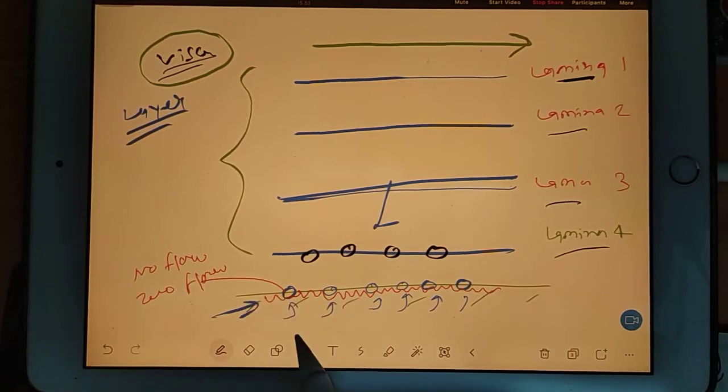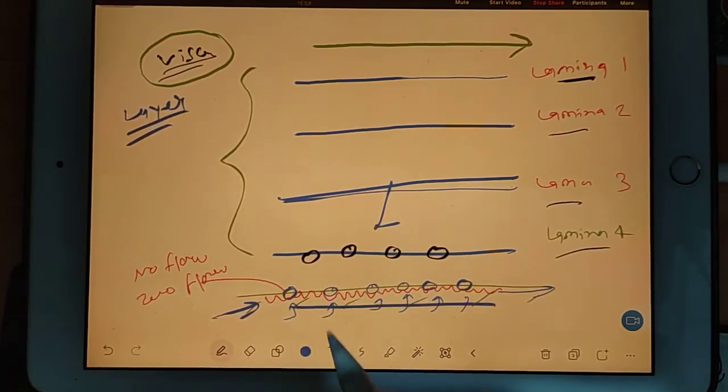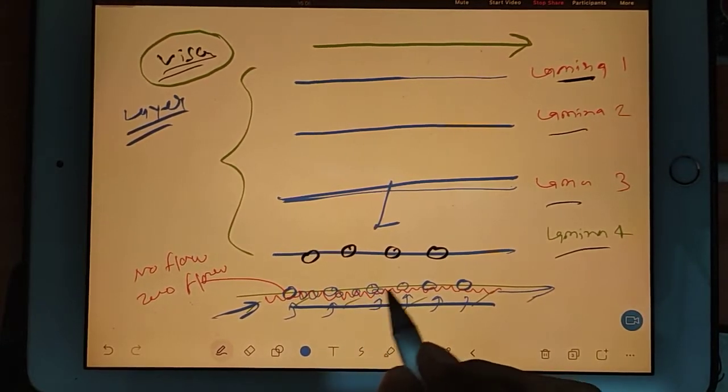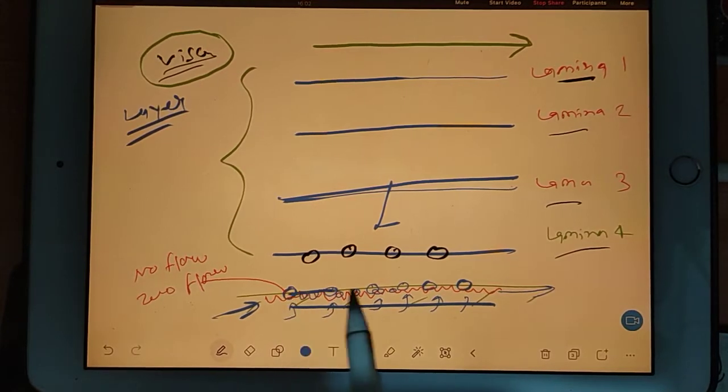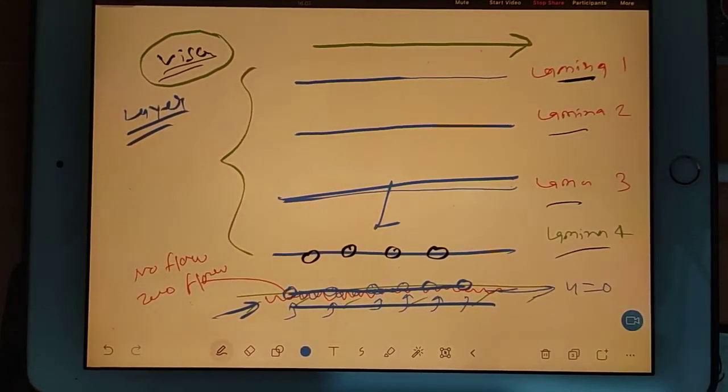So no flow, zero flow means molecules are calmly sitting. So exactly at the bottom, in the gaps, these molecules are not moving. So these molecules are actually stationary. So exactly at the surface, your velocity is zero.